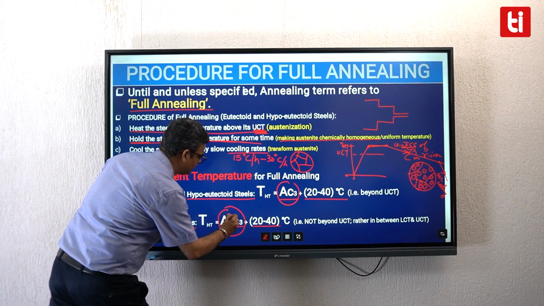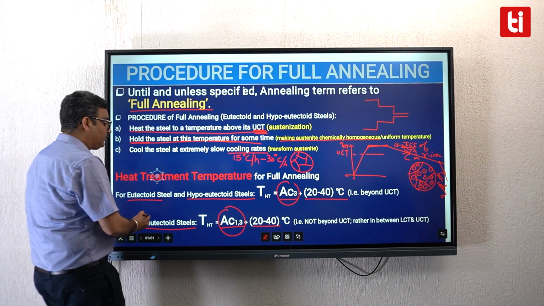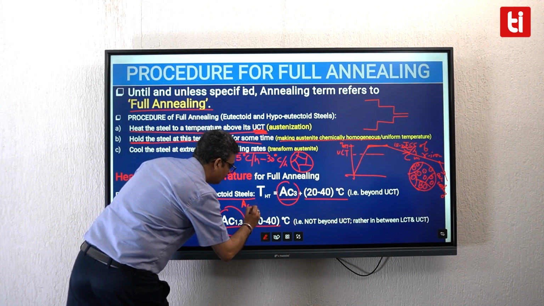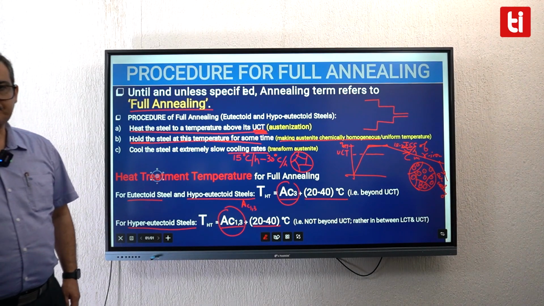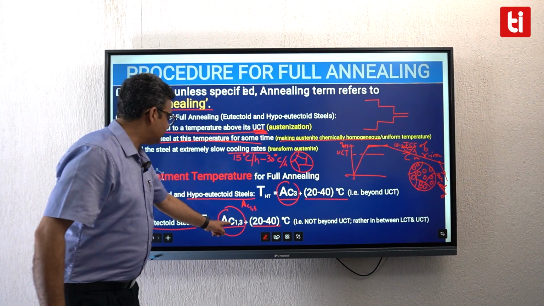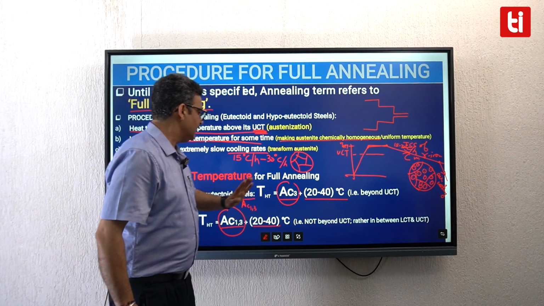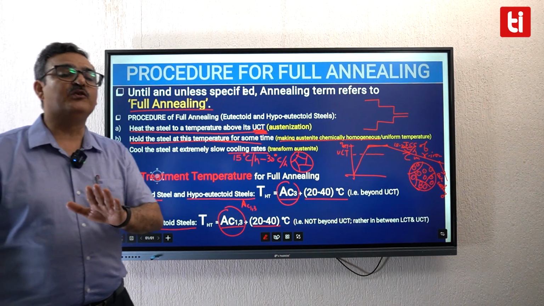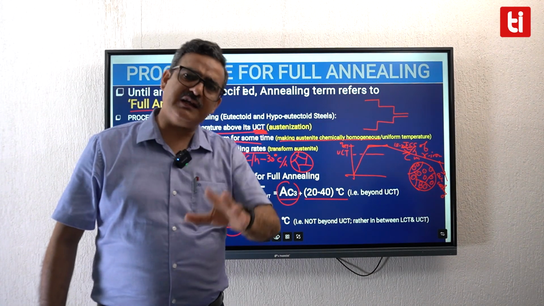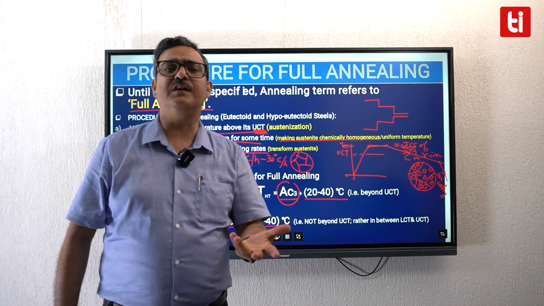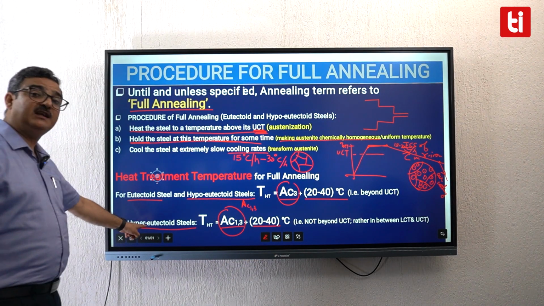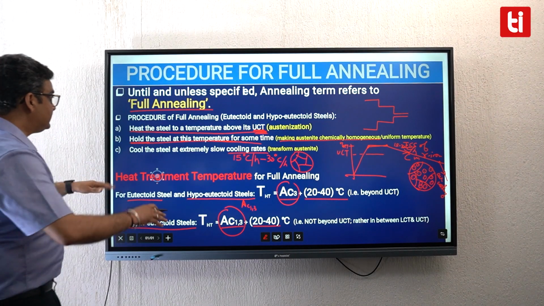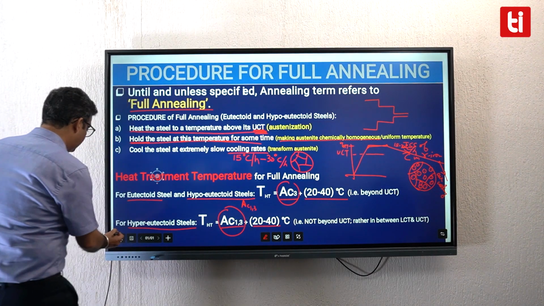What is the lower critical temperature of hypereutectoid steels called? It is called A1. So during heating, it would be called AC1. Right? So AC1, 20 to 40 degrees. This is how hypereutectoid steels can be given full annealing if somebody asks you that what would happen if we give them full annealing, right? Otherwise, they are generally given normalizing heat treatment, never full annealing. Okay, let's see then what resulting microstructures would come.